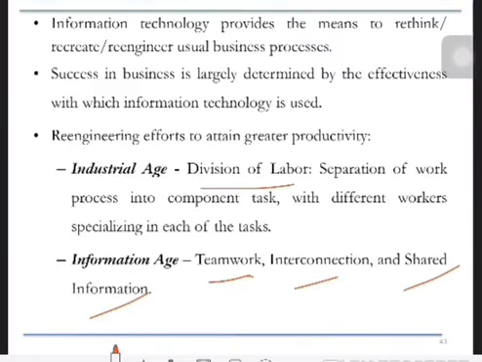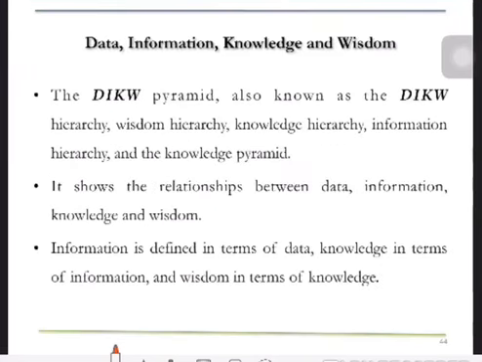So here we have 3 ages. First we have the agricultural age, then the industrial age, then the information age. So we have ages. Then we have data, information, knowledge and wisdom. Let us see now the difference between data, information, knowledge and wisdom. So here we have 4 words: first data, then information, then knowledge and then wisdom.